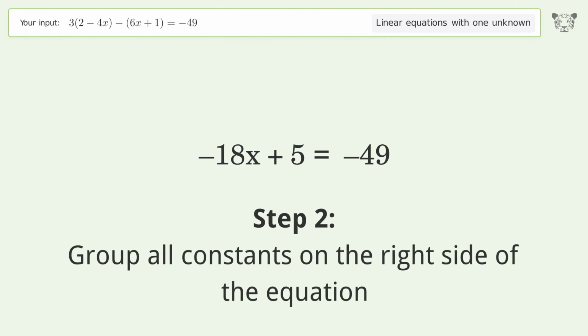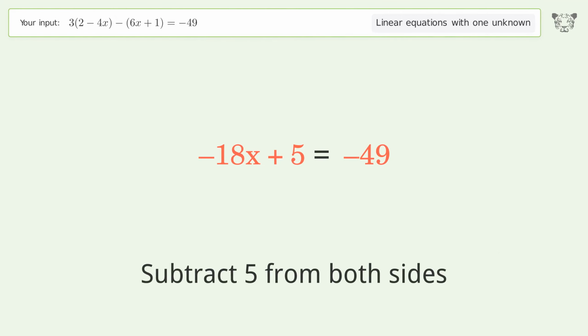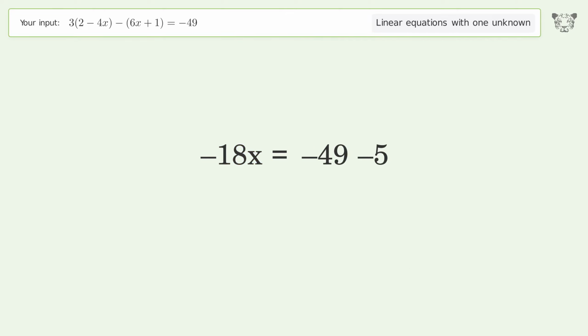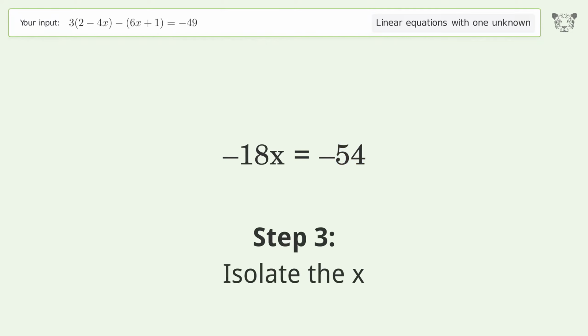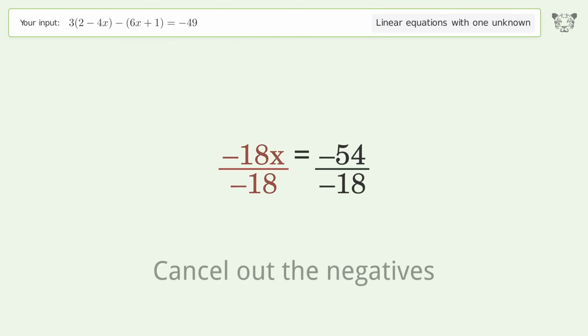Group all constants on the right side of the equation. Subtract 5 from both sides. Simplify the arithmetic. Isolate the x. Divide both sides by -18. Cancel out the negatives.